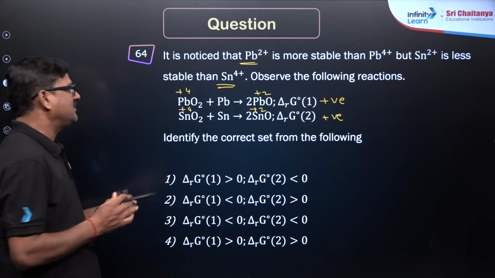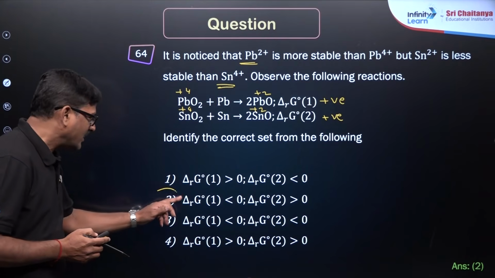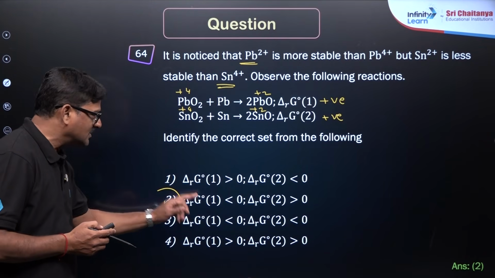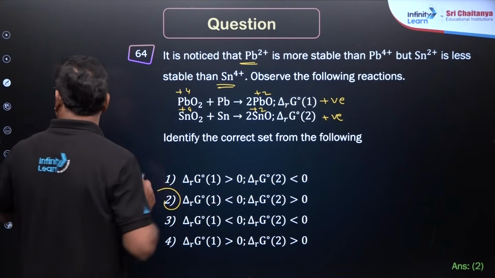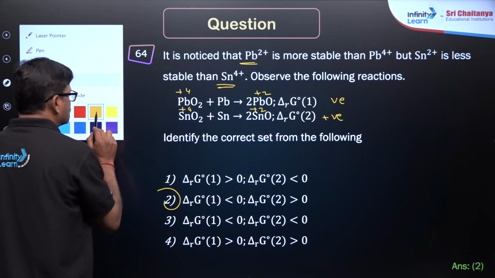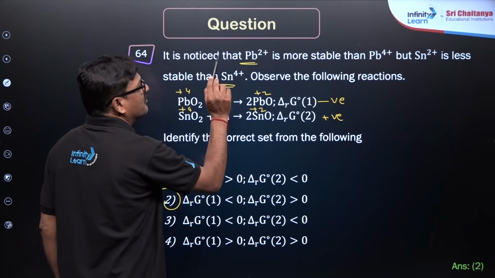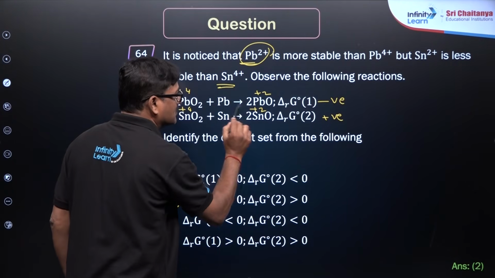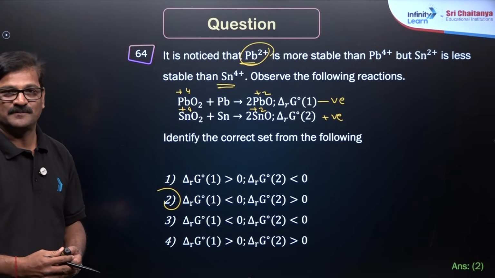So identifying the corresponding side, I want to say reaction 1 has delta G less than 0 and reaction 2 has delta G greater than 0. Because it is negative, it is a spontaneous process, because Pb2+ is going to be more stable. So the driving force is going to be towards the more stable state.